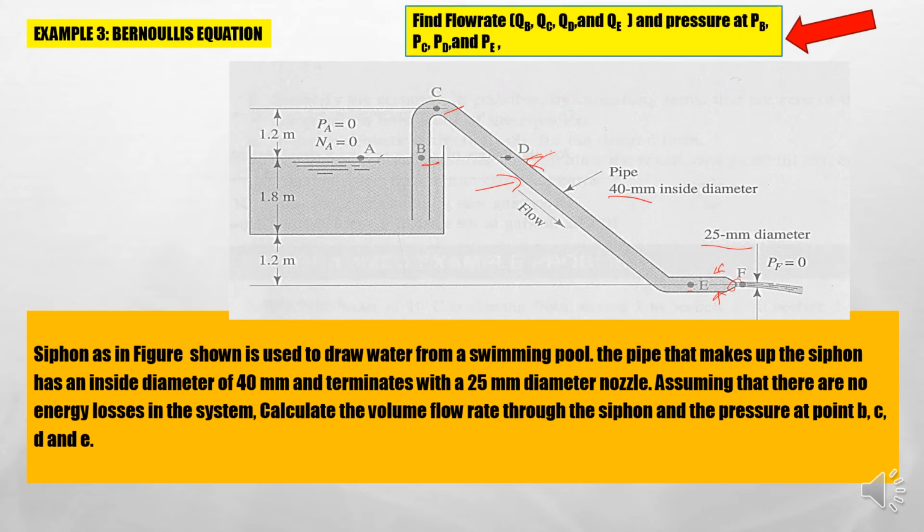Here I write it down again. What is the information that you need to get? You need to get the Q and P for these 4 different points: QB, QC, QD, and QE, and likewise the pressure at each point, which is B, C, D, and E. So let's take a look. How can you solve this problem?